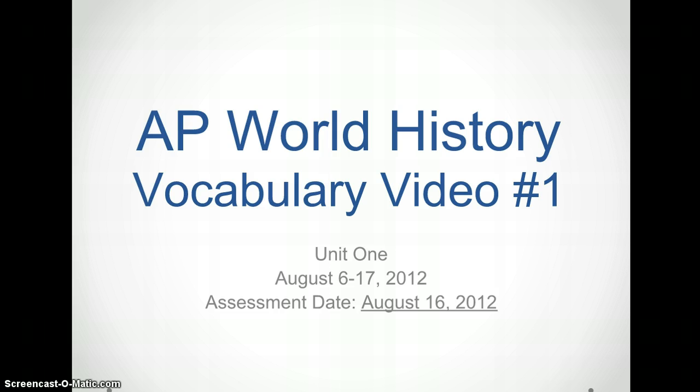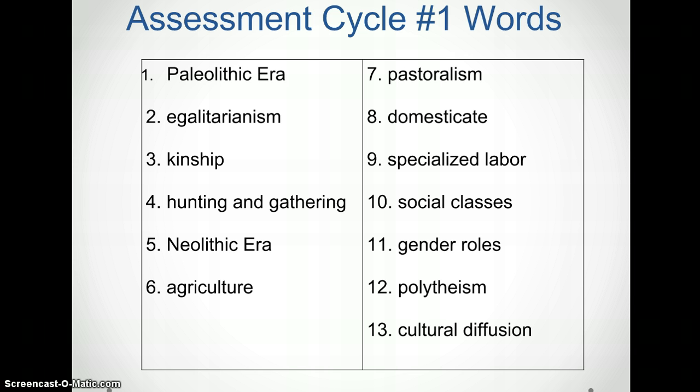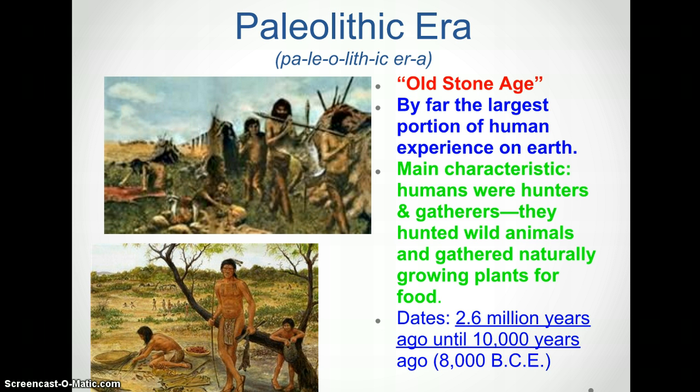This is Mr. Cole. Watching this video will really help you prepare to understand the content for Unit 1 and also for our assessment, which will be on August 16th. In this video we're going to go over these 13 terms: Paleolithic era, egalitarianism, kinship, hunting and gathering, Neolithic era, agriculture, pastoralism, domesticate, specialized labor, social classes, gender roles, polytheism, and cultural diffusion. So our first word is Paleolithic era.